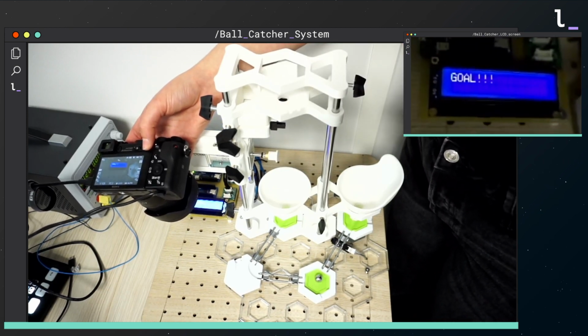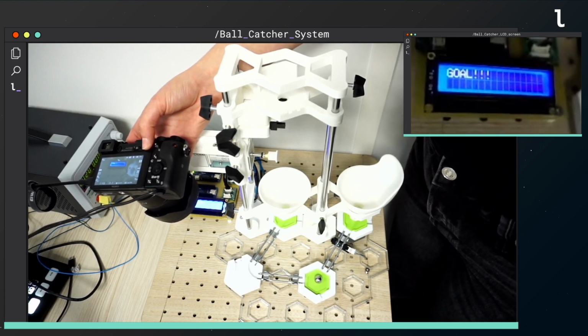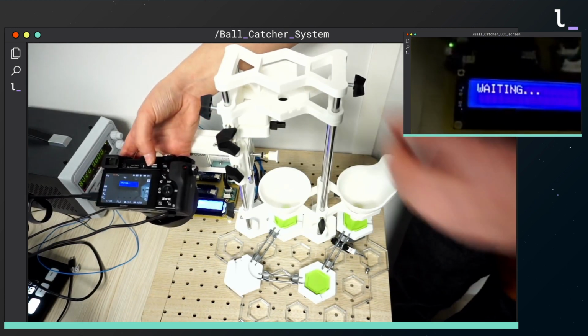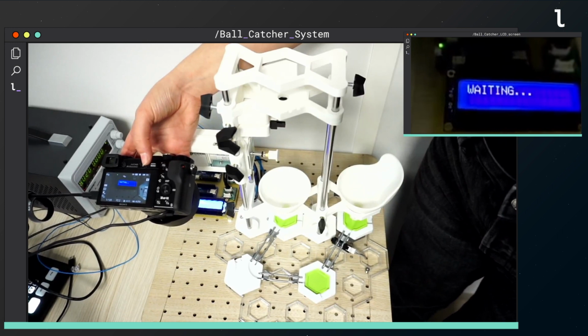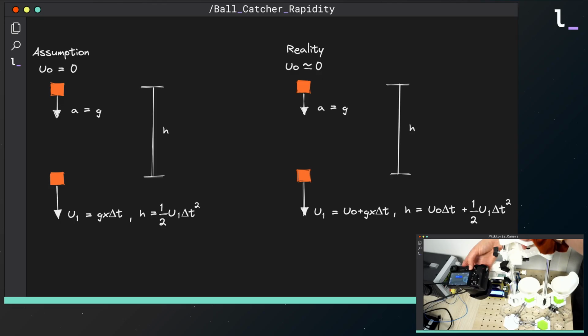The ball was perfectly put into the basket and we saw the goal message. Let's try again. Oops, we missed. Okay, so the result surely must depend on the initial speed of the ball.